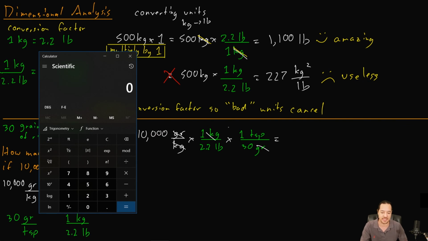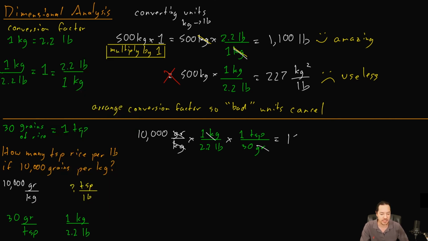Let's do the math. Okay, so we've got 10,000 times 1 divided by 2.2 divided by 30. That gives us about 150. Okay, 150, and the units are teaspoons per pound, right? No grains, no kilograms in the numerator, no kilograms, no grains in the denominator, only teaspoons and pounds survive. And now we've solved the problem. That's going to be our answer right there. 10,000 grains of rice per kilogram is the same as 150 teaspoons of rice per pound.